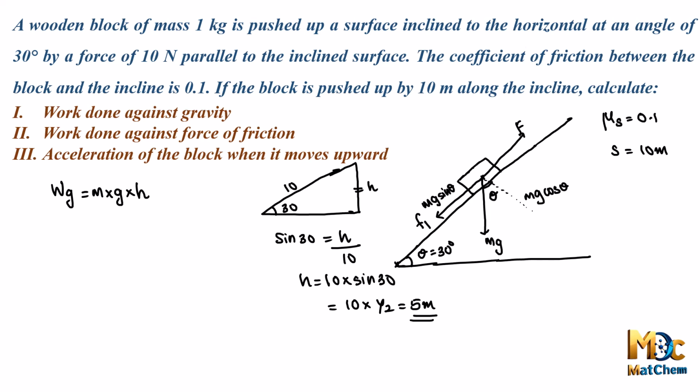So the work against gravity is equal to mass, which is 1 kilogram, into acceleration due to gravity, which is 10, into height, which is 5. That is 10 into 5, equal to 50 joules. This is one way in which you can approach it.